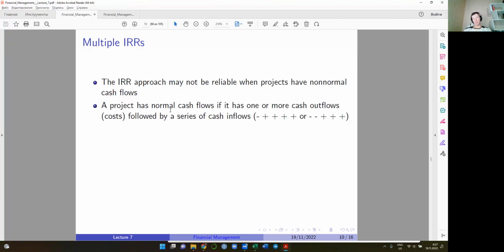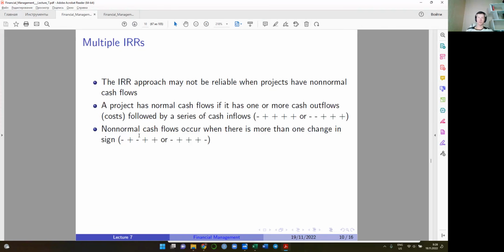A project has normal cash flows if it has one or more cash outflows followed by a series of cash inflows. Here I'm showing you only the signs or direction of the cash flow. So you have an outflow and then you have inflows. This is exactly an example of our Project S and Project L. Both have an outflow in the beginning and then four inflows afterwards. Or you may have one or two outflows and then inflows. These are normal cash flows.